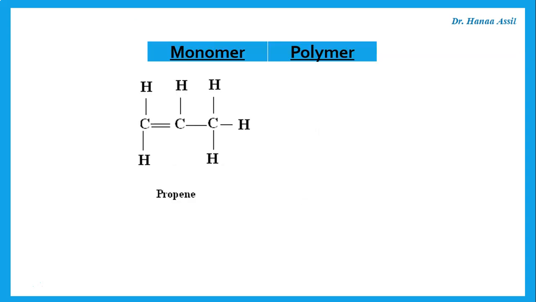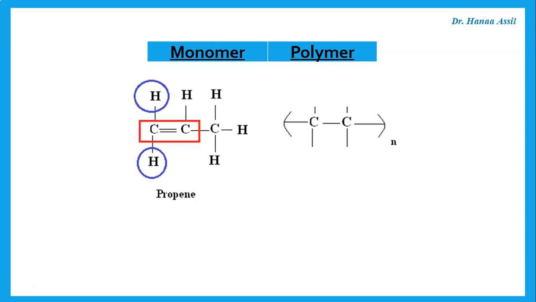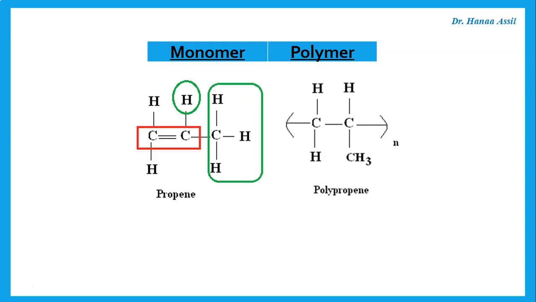What if we start with propene? Again, we look at the double bond, write it as a single bond, bond on the right and bond on the left to indicate that we're joining it to many other molecules like it. And then we look at the bonds that were originally present. So the carbon on the left was bonded to H and H. The carbon on the right was bonded to H and that other group, which is CH3. So if we're starting with propene, then the polymer is polypropene.